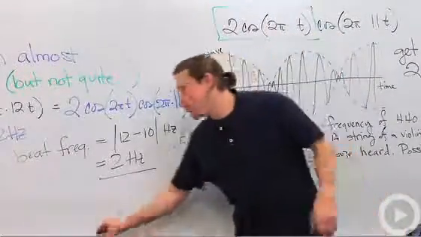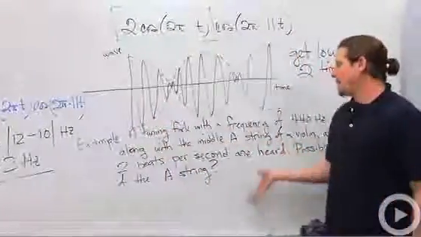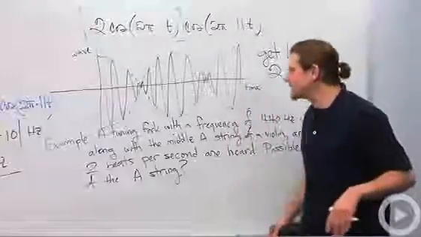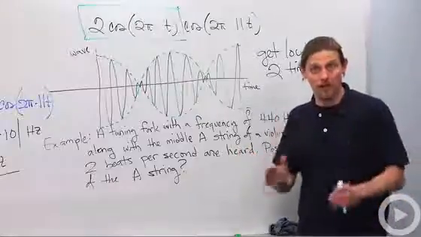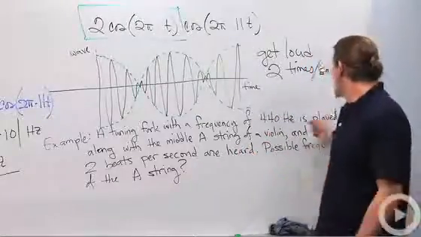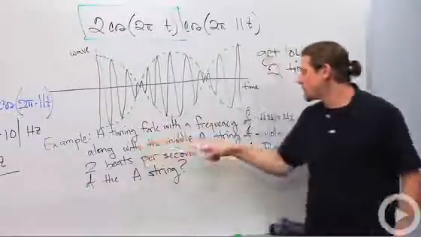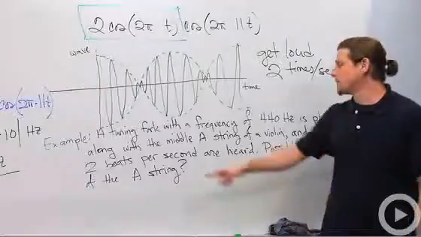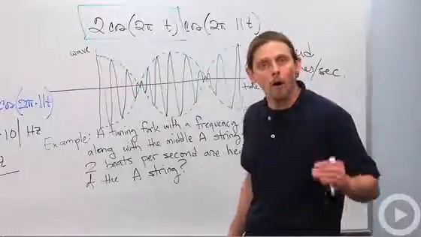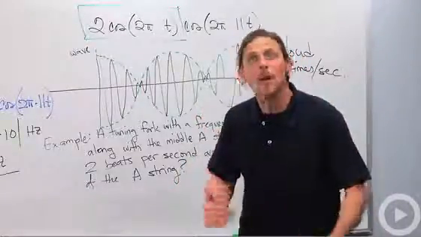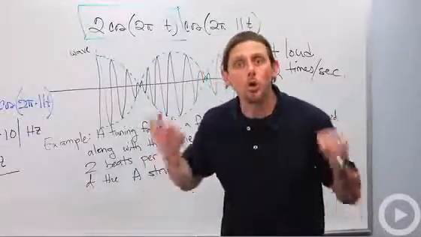All right, so let's see how a problem would be solved using this technique. So this is a sample problem that I've seen on some of these state tests. A tuning fork with a frequency of 440 hertz, that's middle A, that's the proper frequency for middle A, is played along with the middle A string of a violin, and 2 beats per second are heard. What are the possible frequencies of the A string on the violin? Well, if 2 beats per second are heard, then that means that the difference between the violin string's frequency and the tuning fork's frequency must be 2 hertz.